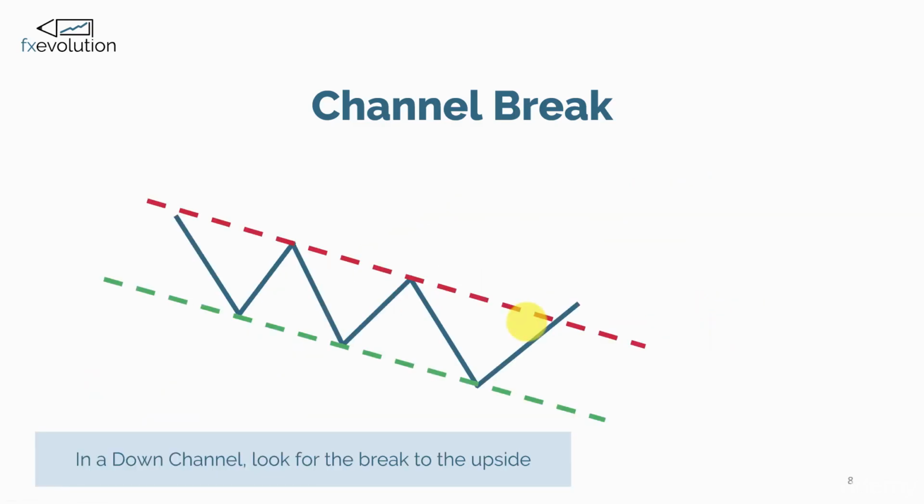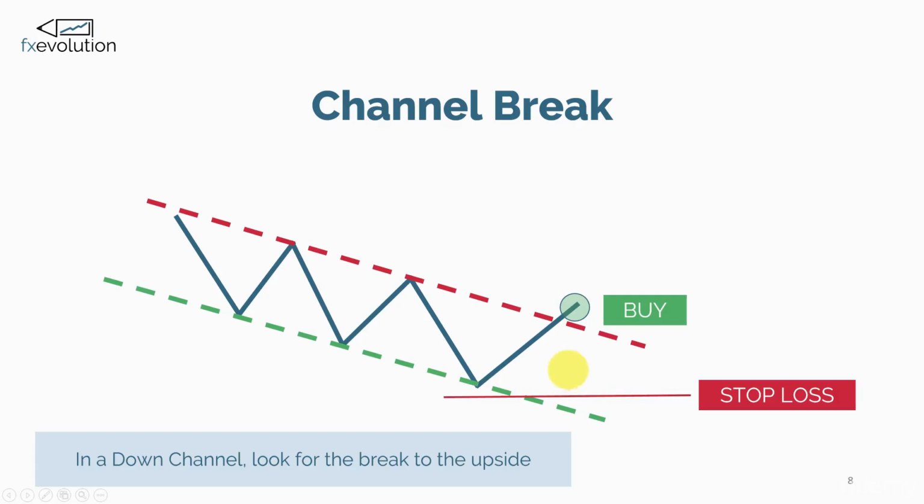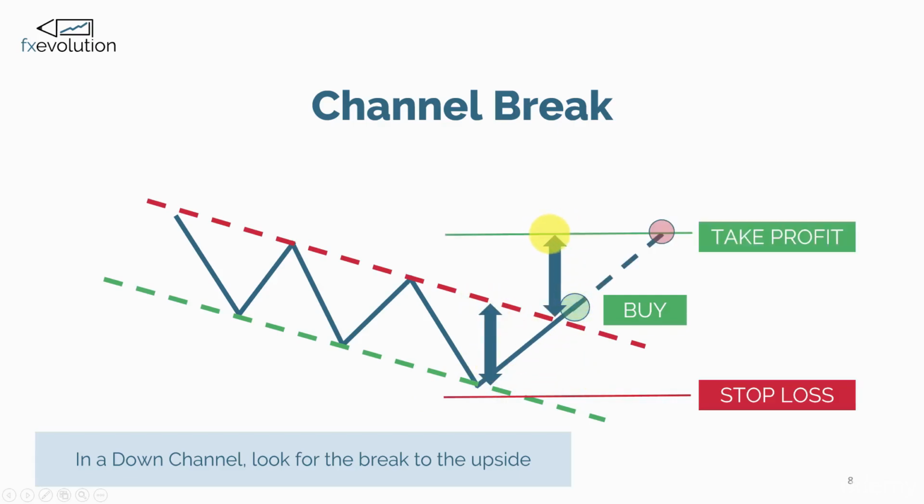So let's now take a look at how to trade a channel break in a down channel. So we're looking for the break to the upside in this case. We've already validated that this channel was correct before this break happened. And we're looking to buy the market as it breaks out with a stop below the previous low and a take profit of the distance of the channel. So take profit here in this area.